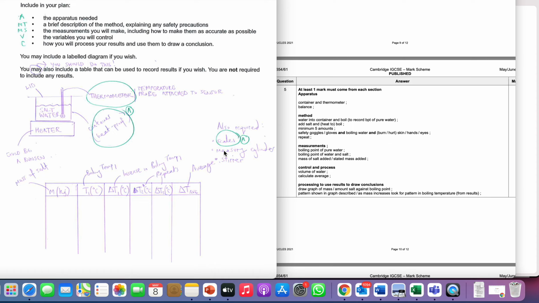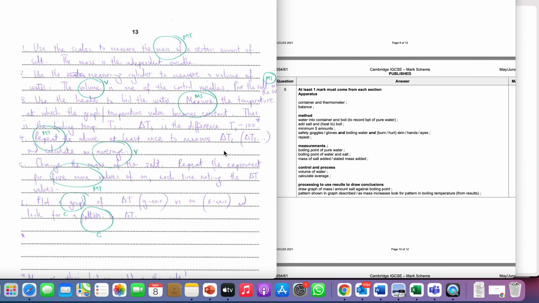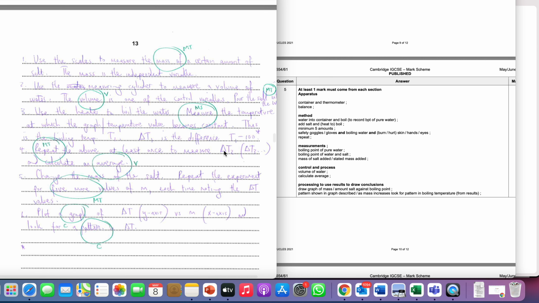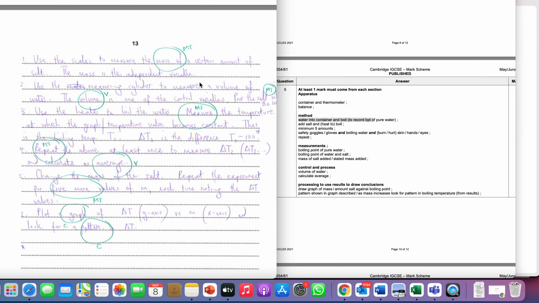Okay, so let's have a look at what I've written now. As I've said in previous ones, you can do this in bullet point form. I like to do it in steps, and I just like to explain what it is that we have to do. So firstly, we use the scales to measure the mass of a certain amount of salt. And you'll notice here, that's on the method somewhere. Add water into the container, and add the amount of salt. Use the measuring cylinder to measure a volume of water.